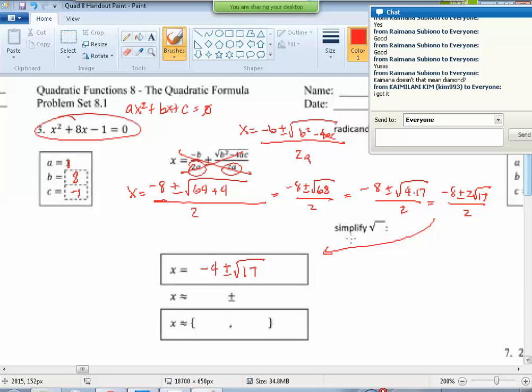Minus 4. It's the exact negative 4 plus or minus the square root of 17. Did we use complete the square? We did the first time. Did we have to use it this time? No. We just plugged it into this ugly equation, and the equation did the complete the square for us.